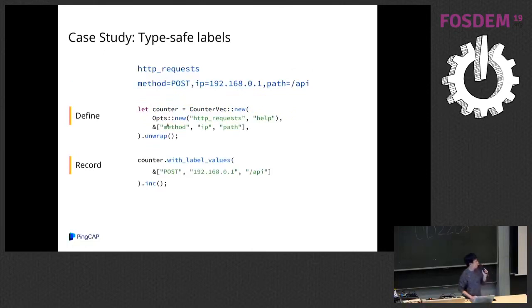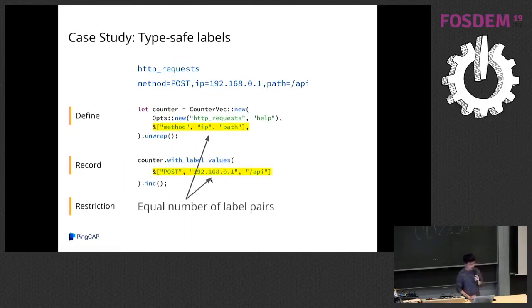When you're defining it, you use CounterVec. For example, I'm using a counter, so CounterVec::new, and I provide 3 label names here. And when I record a metric, I use counter.with_label_values and provide 3 label values here. Here is a restriction: the number of labels you defined and the number of label values you provided must be the same. Your label pairs must match.